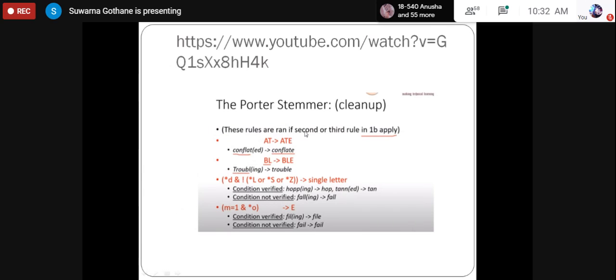Now again 1b. So if 8 is there, it is going to consider it as ATE. You can look at this: troubling, trouble. Like this, some of the conditions are also there. Star D means ending with D, and L means ending with L, or S or Z single letter.